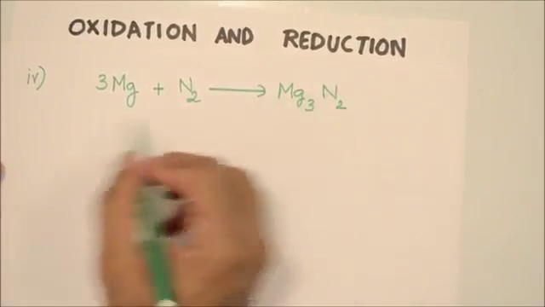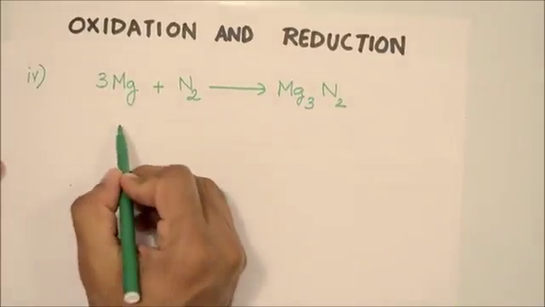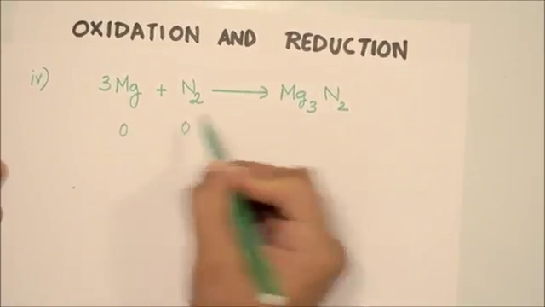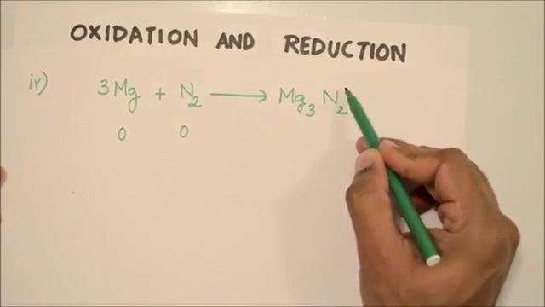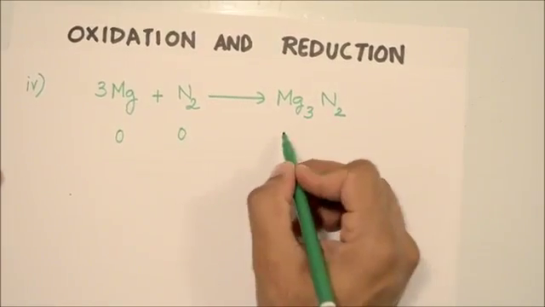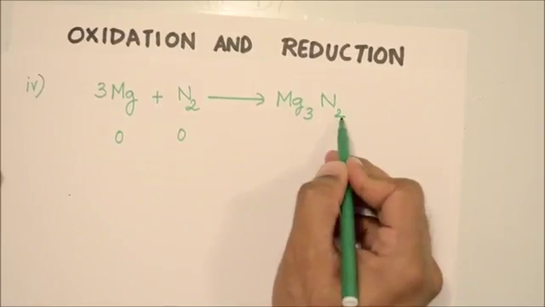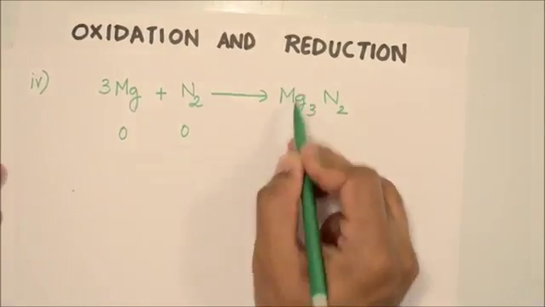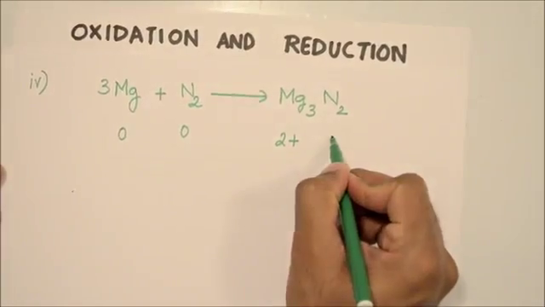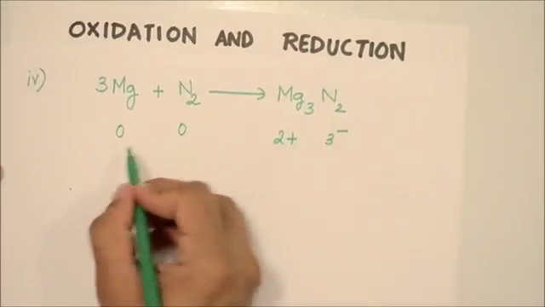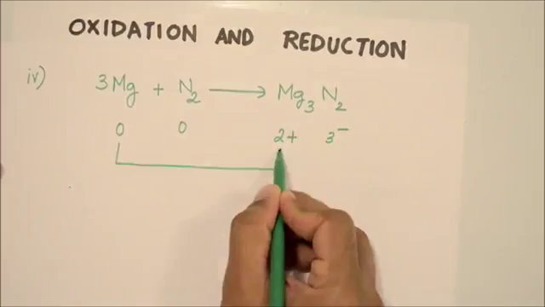Now, if you look at the left side, we have magnesium, which should have oxidation number 0, and nitrogen also should have 0. But in the right side, we have magnesium nitride. Magnesium should have a charge of +2. It's an ionic compound once again, and nitride, as you know, should have -3.